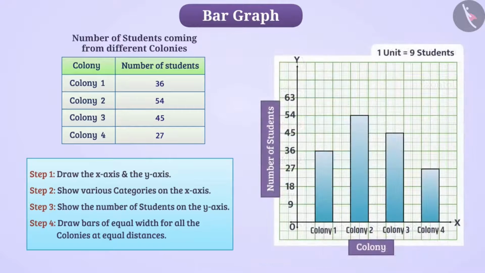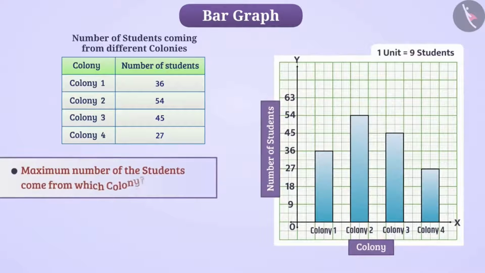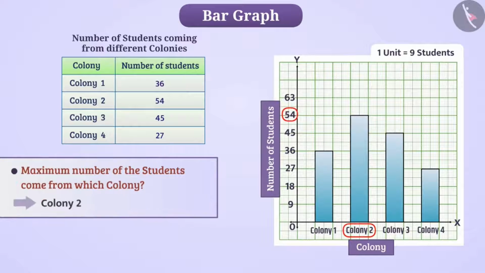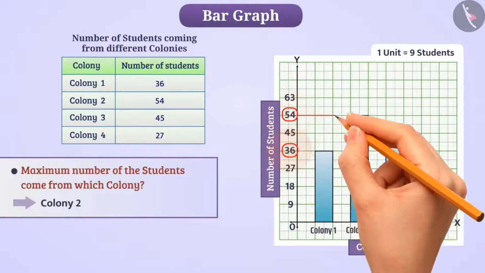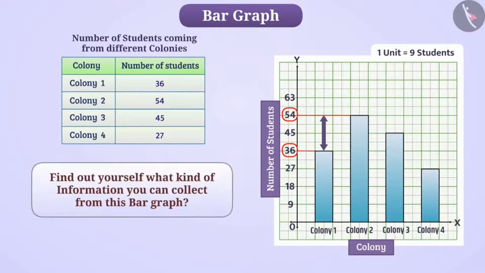Now, observe the bar graph. Can you tell me maximum number of students come from which colony? Just by looking at the graph, you will be able to tell that maximum number of students come from colony 2. In this way, the bar graph helps us to get the information by looking and comparing data. Now, find out yourself what kind of information you can collect from this bar graph.